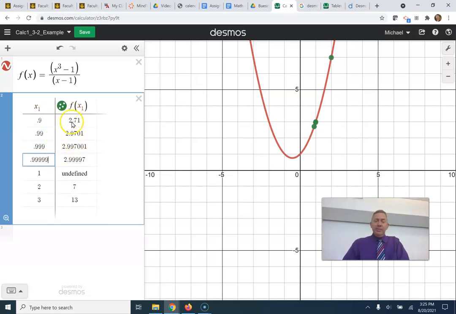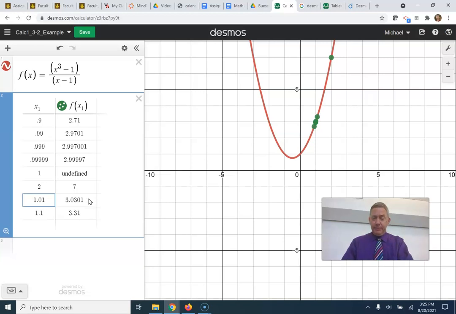And look at the y values. As x gets closer to 1, the y values get closer to 3. And that's true not just from that side, but also if you come from the other direction. If I come from x equals 1.1, or 1.01, or 1.0001, the values are getting closer to 3. So this is a quick way to do it using Desmos. You could have done these calculations with a calculator, but it would be kind of a pain and take a long time. Desmos is very quick about it.